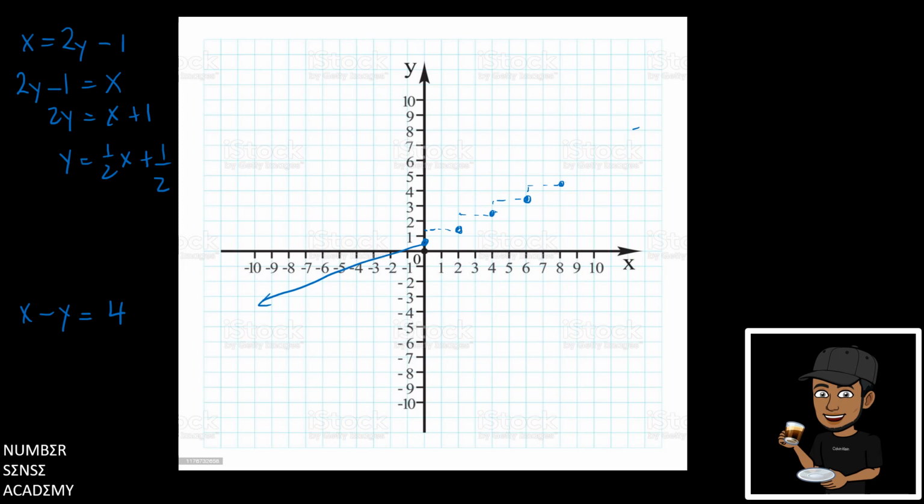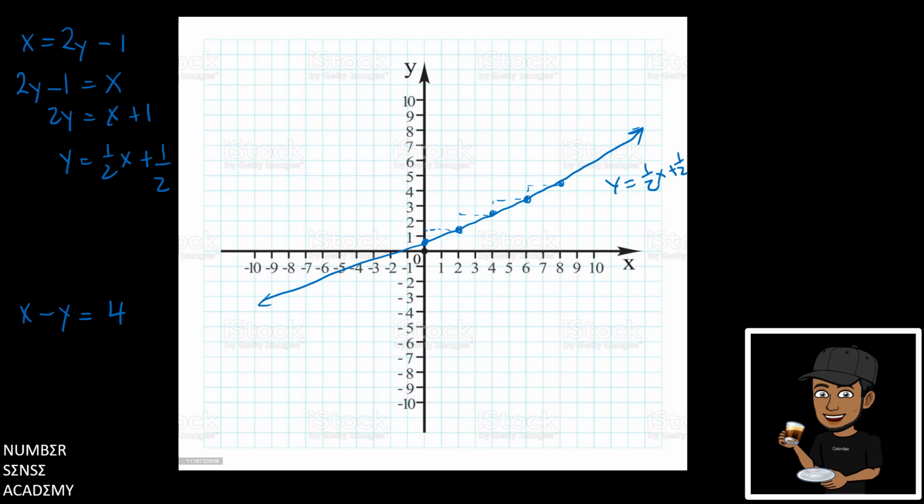Oh my goodness, I messed up my line. Okay, so let me redraw that. Y is equal to 1/2 x plus 1/2. All right, and then the next line, we have x minus y is equal to 4.